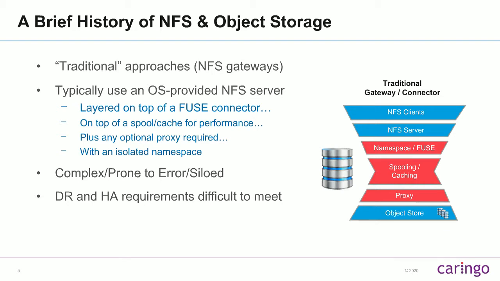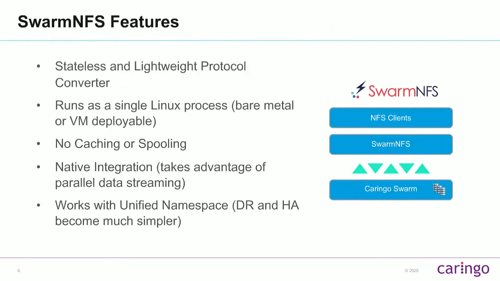So we decided to take a different approach with SwarmNFS. SwarmNFS is not a gateway. It's a lightweight protocol converter. And as a protocol converter, all it does is convert NFS to SCSP that Swarm understands. It runs as a single Linux process, and that process can be run on bare metal or in a VM. As this graphic indicates, there's no local caching or spooling involved. Once the client receives the write response from the file, it's in the object store and it is protected. So at no point is the object in a transient state where it's not in the cluster.